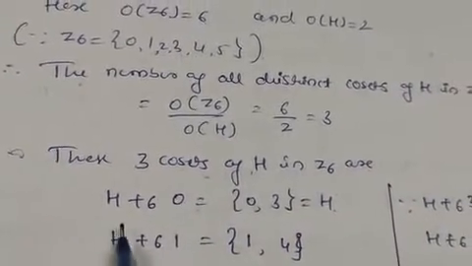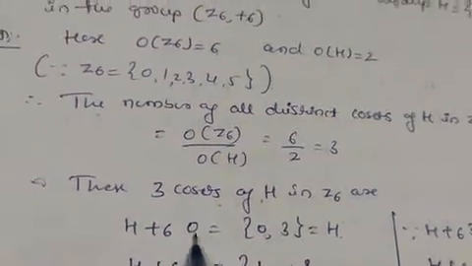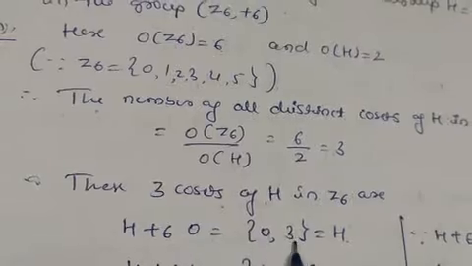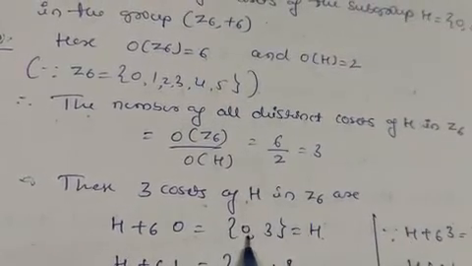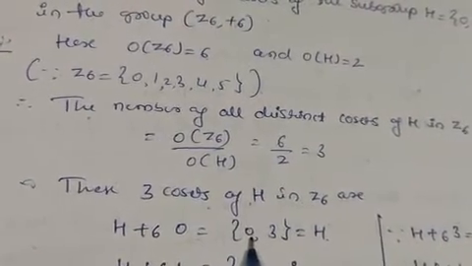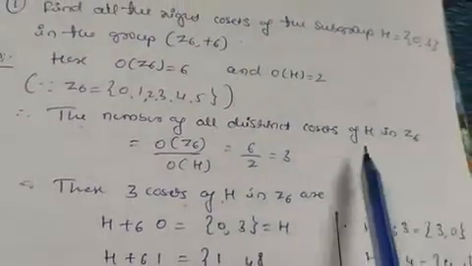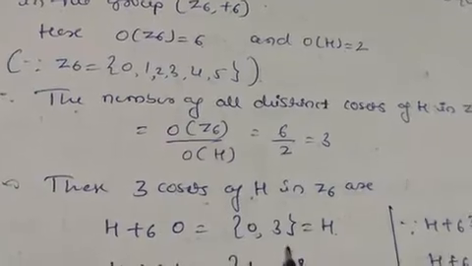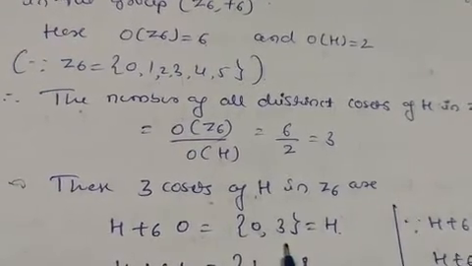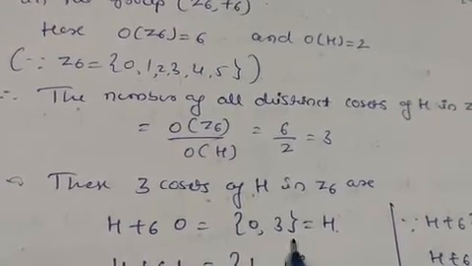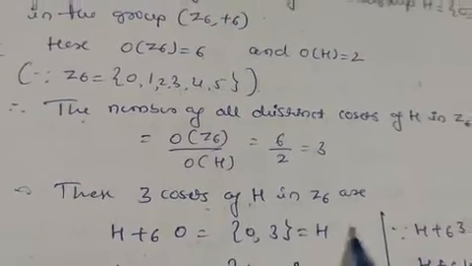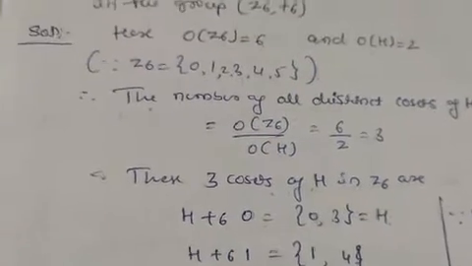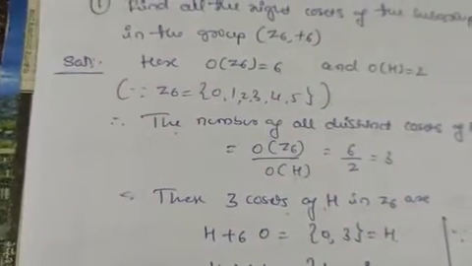H under addition mod 6, 0. The first element you have to take is 0. H is 0 and 3. Let us add 0 to each element. 0 plus 0 is 0, and 0 plus 3 is 3. So 0 and 3 is the same set H. And this is addition mod 6.